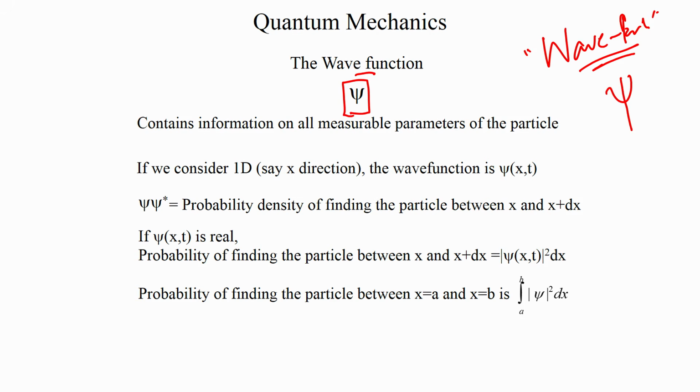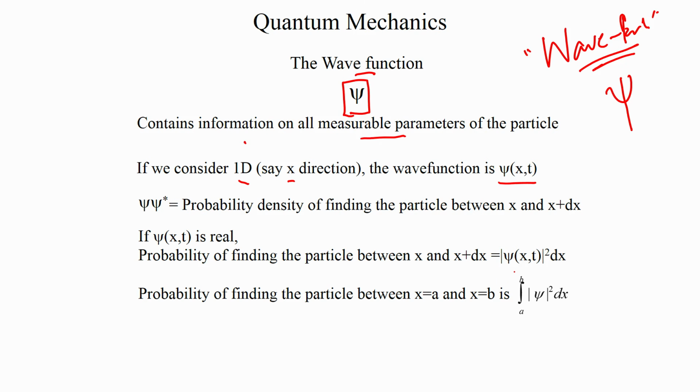Now, what is this wave function? For all practical purposes, it is a mathematical function. It is a function of space and time, and it contains all the measurable parameters of the particle. By operating on this wave function, I can extract all the parameters that I would like about this particle, and we will look into this in greater detail. If you are only talking about a 1D, x dimensional case, you can say the wave function is a function of x and t, which is time. Now, it could be a complex function.